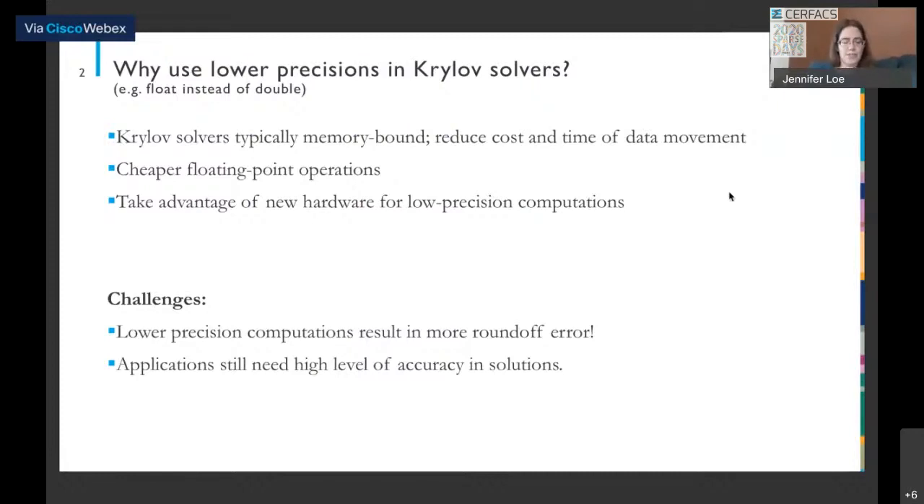But the challenges are that lower precision computations still result in more round-off error, and that applications, specifically the sorts of PDEs and modeling that we do at Sandia, still need a very high level of accuracy in their solutions.